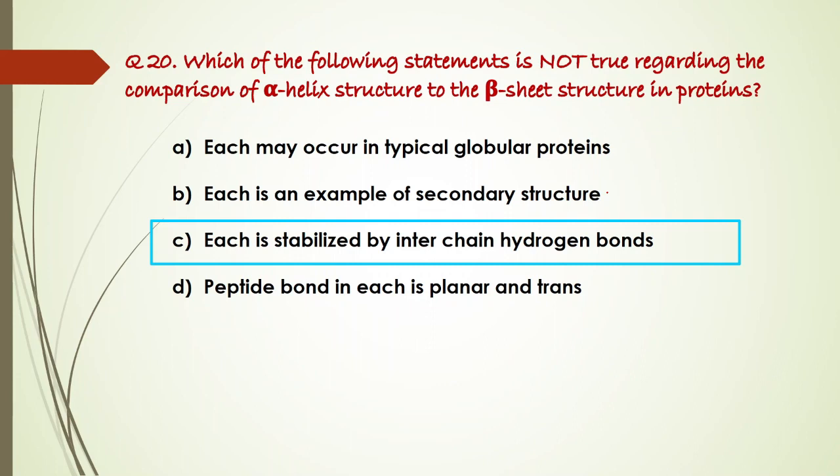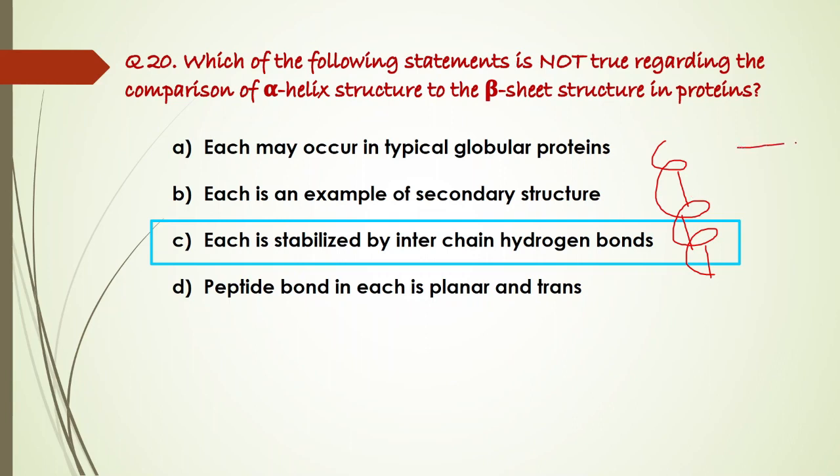The third option is, each is stabilized by interchain hydrogen bonds. Now if you think about the structure of the alpha helix, interchain hydrogen bond means two different chains should be involved. That is why it is called interchain. But in the case of alpha helix, the hydrogen bonds exist between its own segments. They are called intrachain hydrogen bonds, not inter. There is no second party involved.